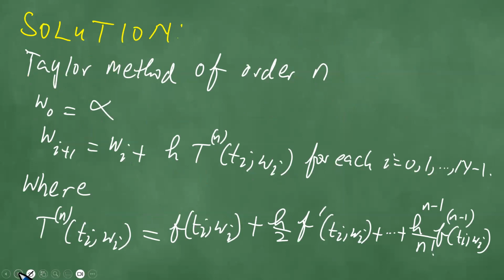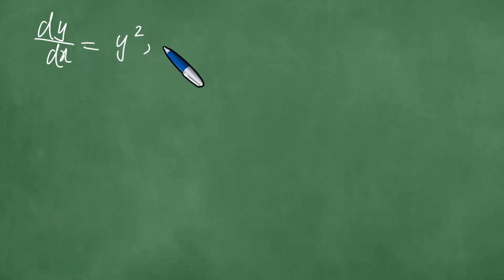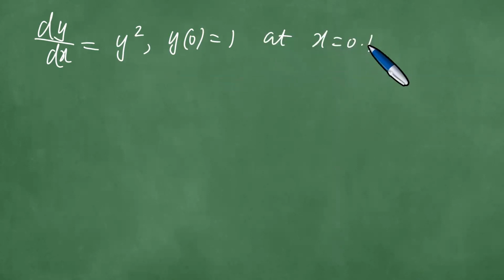So we're going to write the question: dy/dx is y squared. That is the question. Then you have y(0) is 1. I want to just use those formulas there at x equals 0.1. We want to solve this at this point, so we want to get the solutions at these two.